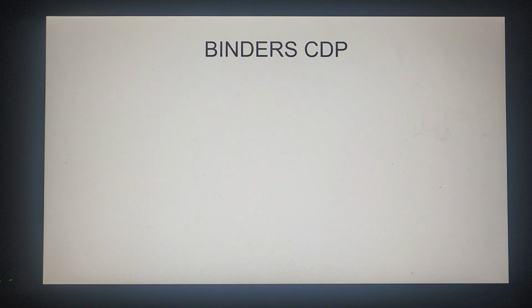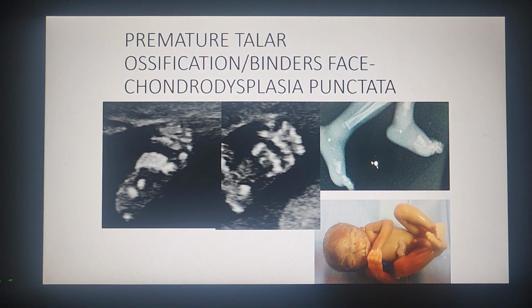Now what do we do next? The moment you see a binder's phenotype, we need to think of the associations, and the worst association is a skeletal abnormality called Chondrodysplasia punctata, or CDP. So how do you look for it?